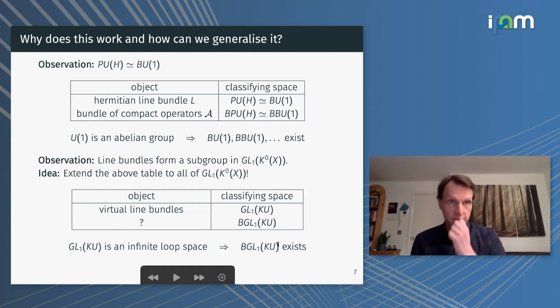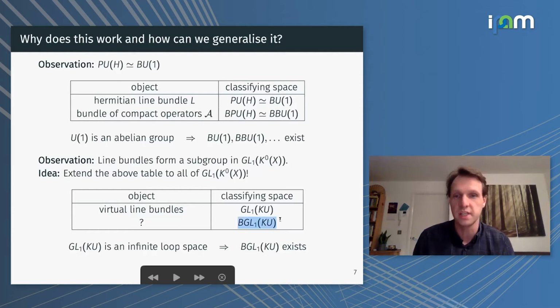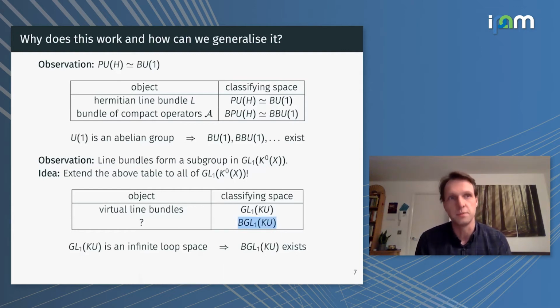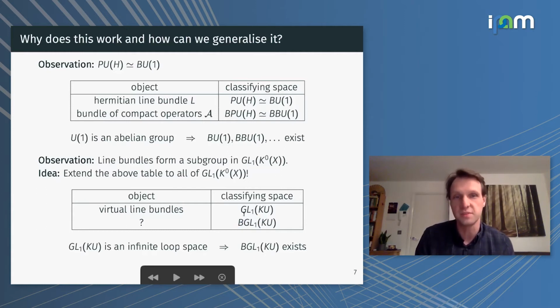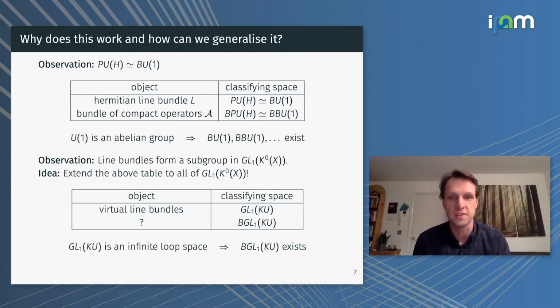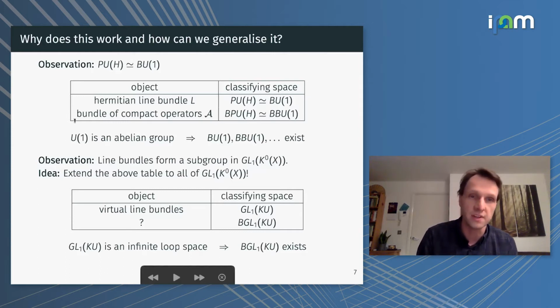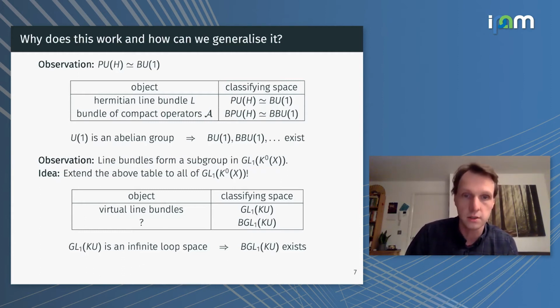The drawback of this whole thing is that this is something that you usually get from some kind of infinite loop space machine, which doesn't really tell you what this actually classifies, right? So there's a question mark here a priori, so you don't know what this does, right? But comparing this with the bundle of compacts that we had here, you might have an idea, right? And that's what Marius and I looked at.